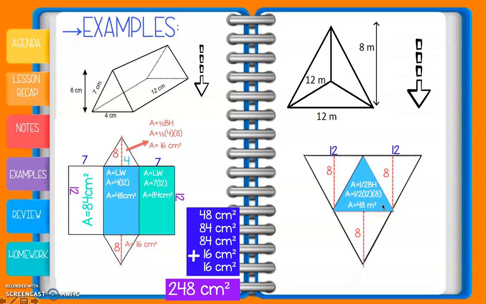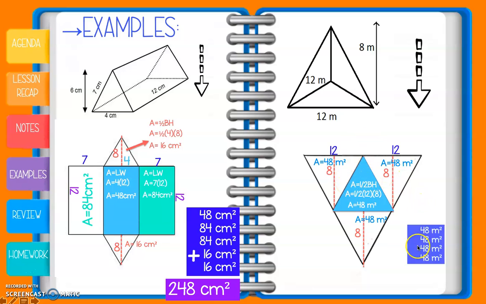Now, as we put our measurements on our triangular pyramid, each section had a base of 12 and a height of 8. So I don't have to show that work again. I know that this section's area is going to be 48 meters squared. I know that this section's area is 48 meters squared because they all have the exact same dimensions.